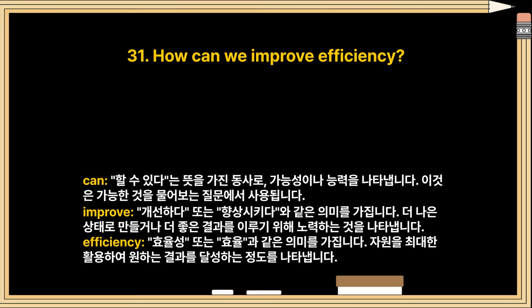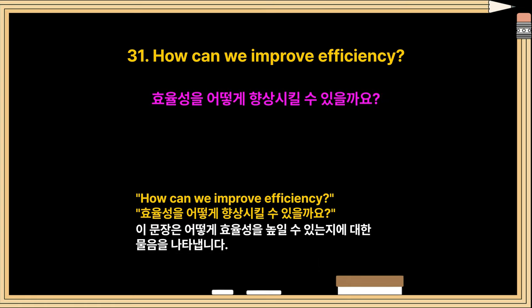How can we improve efficiency? How can we improve efficiency?